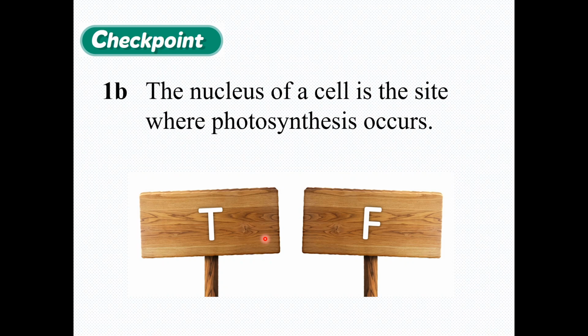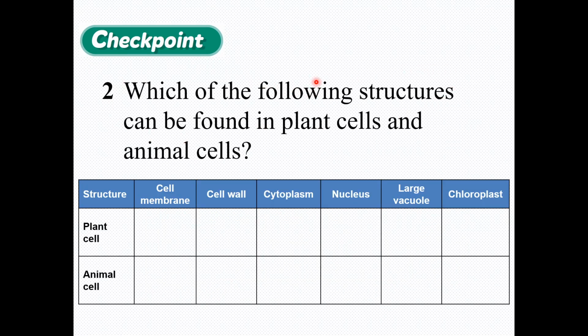So let's check what you've learned, on page 18 of your book. The nucleus of a cell is the site where photosynthesis occurs. True or false? It's false. It's the chloroplast of the cell that is the site where photosynthesis occurs. Next, which of the following structures: cell membrane, cell wall, cytoplasm, nucleus, large vacuole, and chloroplast can be found in plant cells and animal cells?